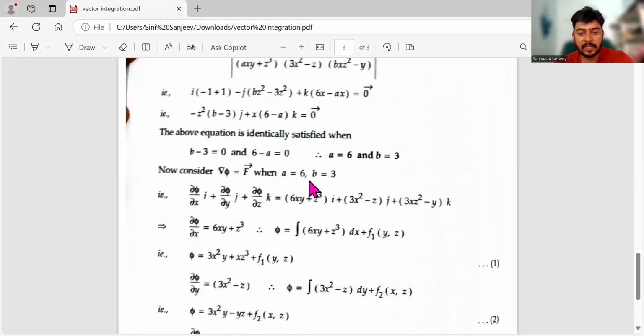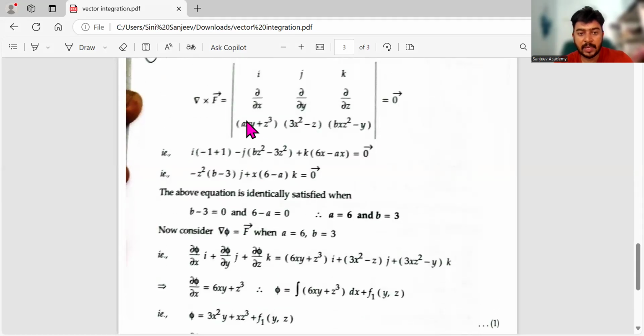So once I got that value, then I'll substitute in the above equation. Which one? Here axy, 3x square and everything is there, right? Bx square. So in these things, I'll be putting the a and b value. Then I'll be doing what? Dou by dou x phi i, dou by dou y phi j, dou by dou z phi k cap. So if I'm doing that particular part, here xy is there. What is a value I got? 6. So 6xy plus z cube. That same thing only here. So similarly for the other term also.